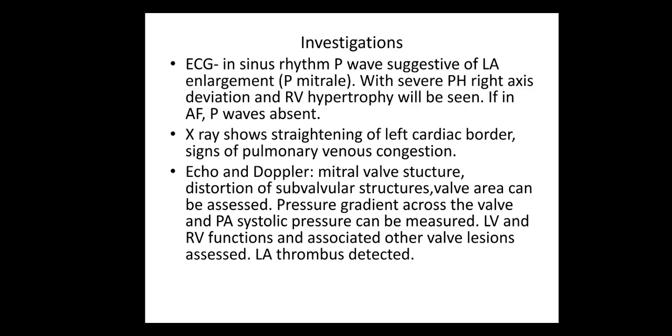So with development of severe pulmonary hypertension, there is a right axis deviation and signs of right ventricular hypertrophy, like tall R waves in V1 to V3, that is R/S ratio more than 1 is seen. And if the patient is in atrial fibrillation, you don't see the P waves, you only see the fibrillatory waves over the baseline.